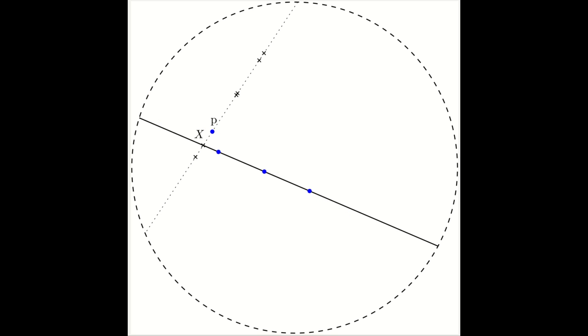Now as an exercise, consider this case and go over the proof and prove that even in this case we can find an ordinary line.